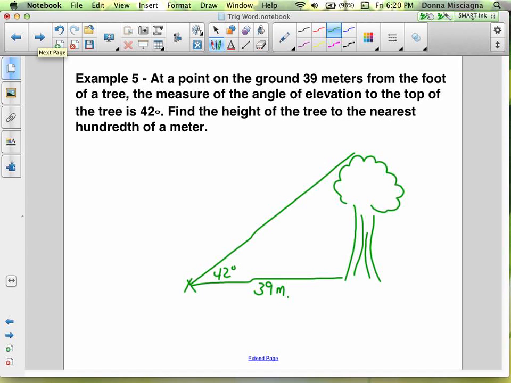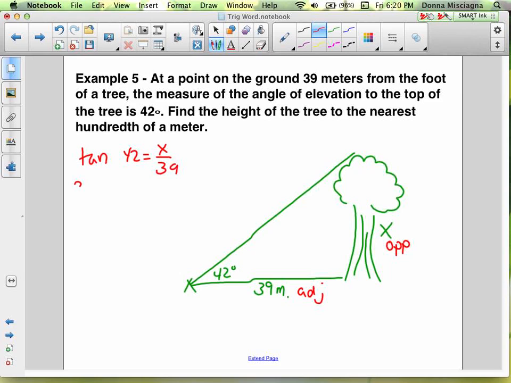Find the height of the tree to the nearest hundredth of a meter. So we are looking for the height of the tree. All right, so this is from the angle we're given. This is the opposite side. 39 meters is the adjacent side. So another tangent problem. All right, so we have tangent 42 equals x over 39.